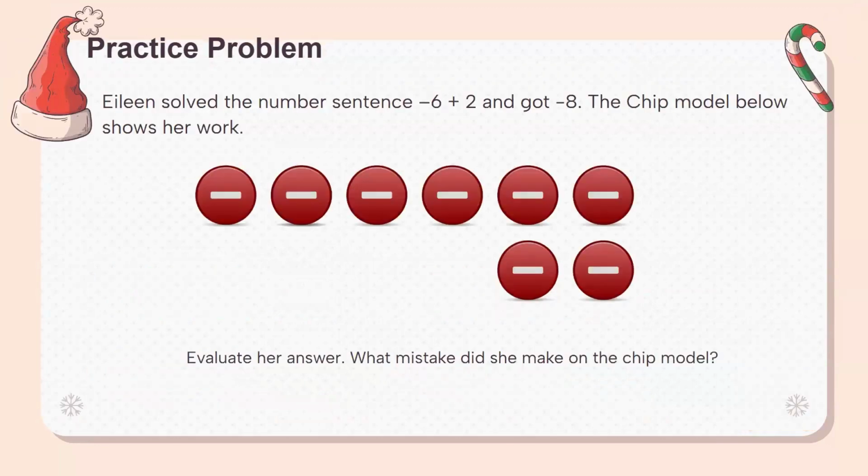Here's our last practice question. Eileen solved the number sentence -6 plus 2 and got -8. The chip model below shows her work. Look at the chip model carefully. Evaluate her answer. What mistake did she make on the chip model? Wow, you all did an amazing job. Now, what is the correct answer?